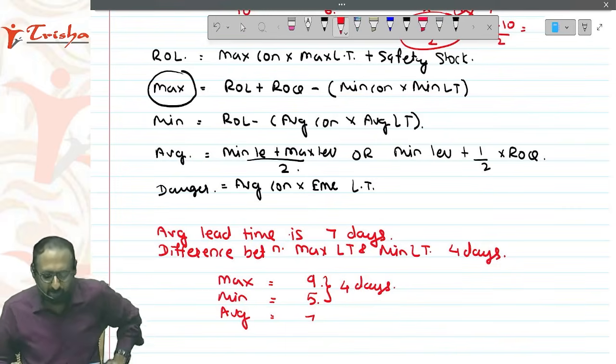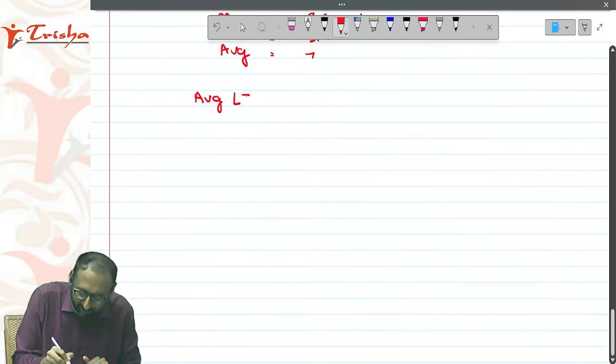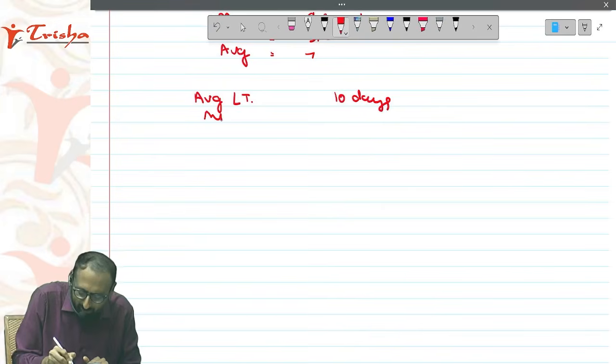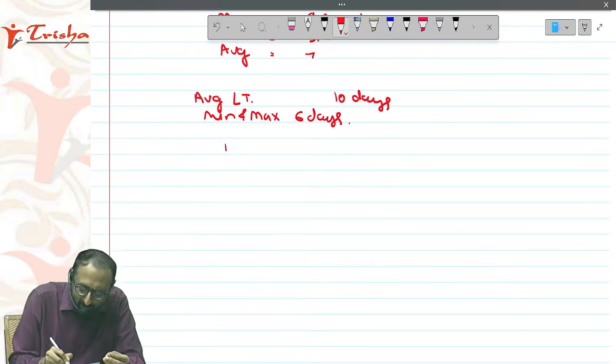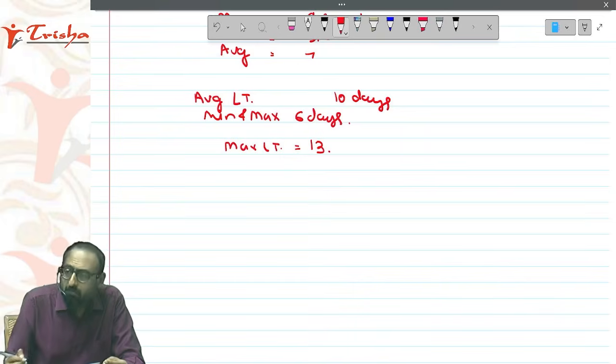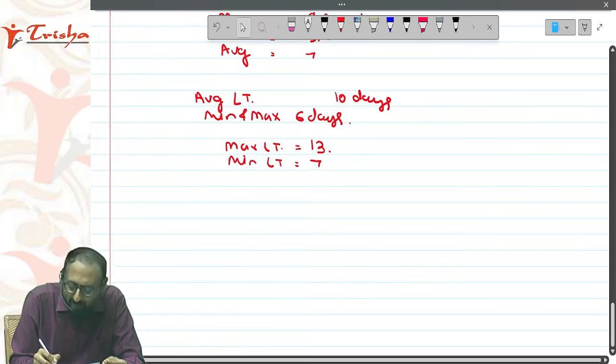So one more question to you. Sirji, average lead time is 10 days, and the difference between minimum and maximum lead time is 6 days. Fast answer, quick answer, Sirji. What will be the maximum lead time? Is it 13? And what will be the minimum lead time, Sirji? Minimum lead time will be 7.